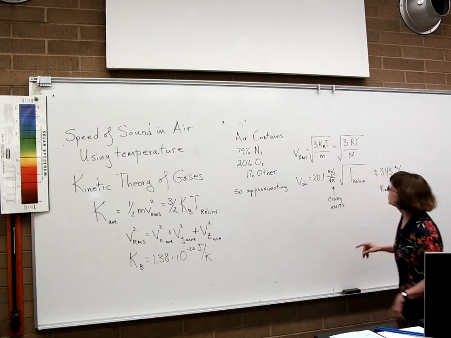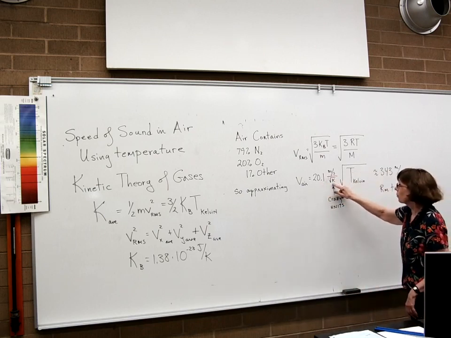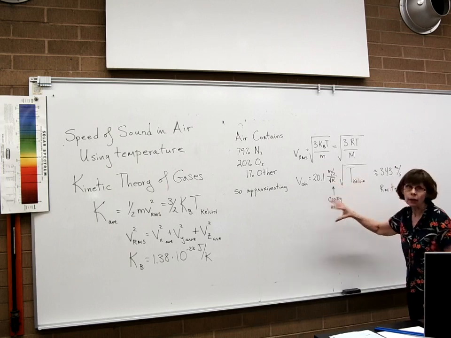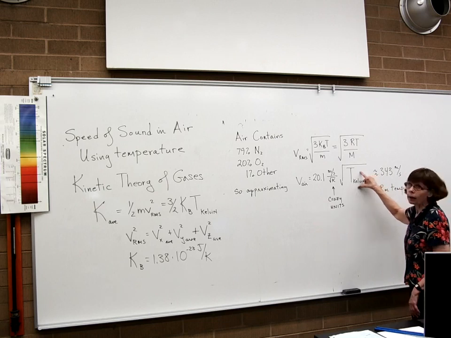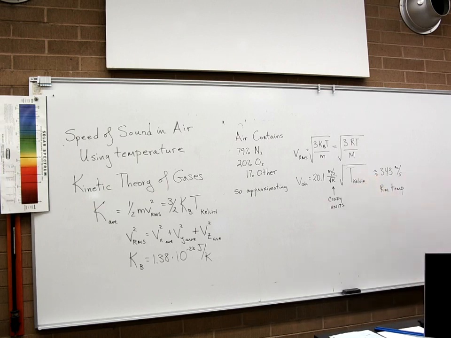And so it's this weird number of 20.1 meters per second over reciprocal Kelvin. I know it's a crazy unit, but it makes everything correct, times the square root of the temperature measured in Kelvin. And when we do all that, for room temperature, it's about 343 meters per second.